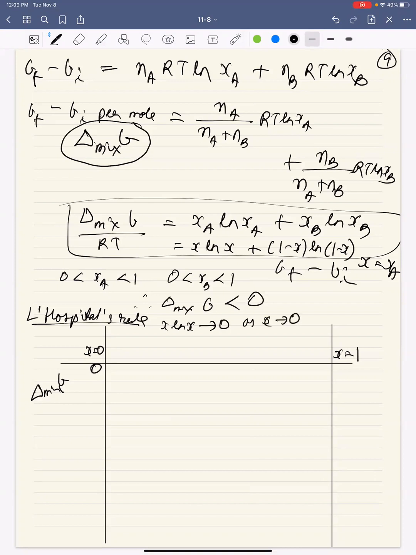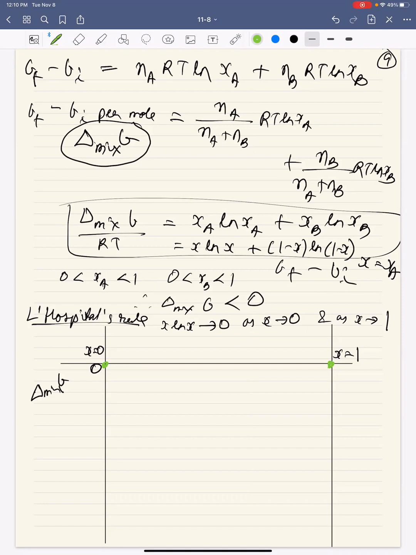At the other side, it's obvious, right? Because ln of 1 is 0, as X tends to 1. So at both ends, this is going to be here. Now comes the fun part. It's going to drop down in the middle. How quickly will it drop down? What is the slope of this thing?